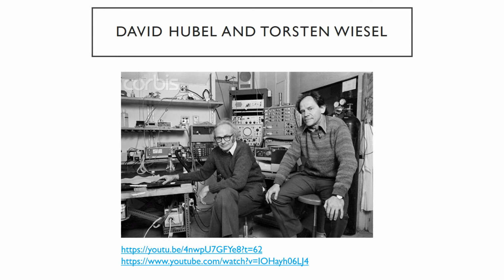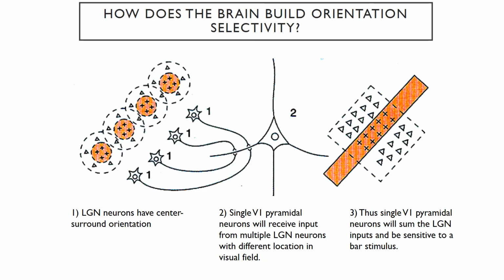It's worth looking at. Okay, so how does the brain build orientation selectivity? We're going to build this up. We already have talked about center surround organization, that neurons in the retinal ganglion cells will have this center surround organization where the center is stimulatory and the surround is inhibitory, right?